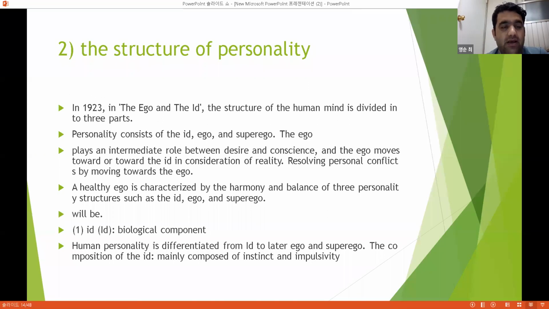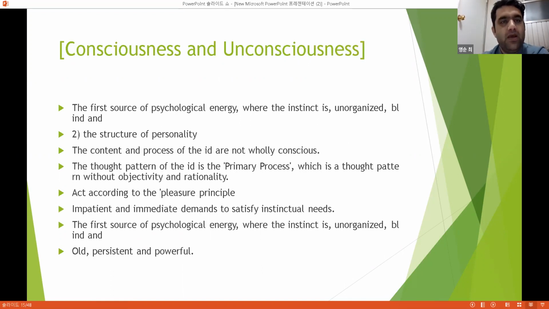So it will be the ID. First one, ID, and also the biological components. What are the biological components? Human personality is differentiated from the ID to later ego and superego. So the composition of the ID is mainly composed of instinct and impulsivity, consciousness, and unconsciousness. Now we are speaking about the situation when a person is there.